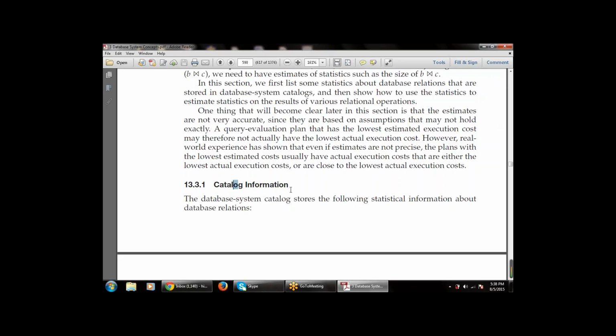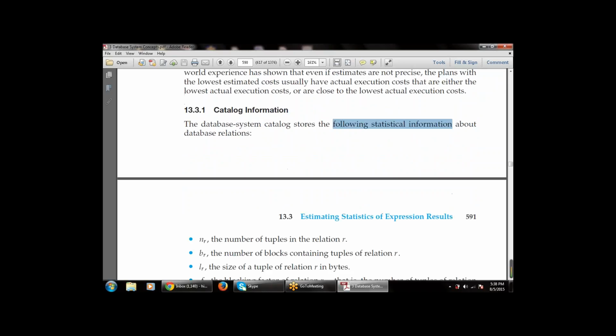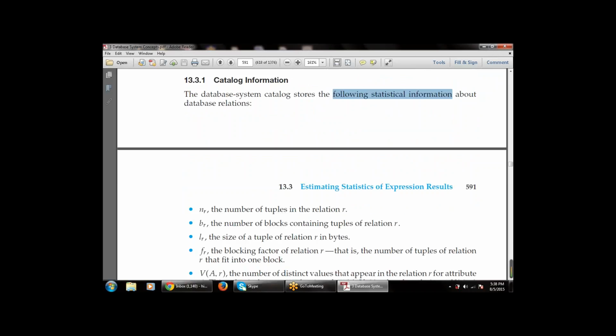The first one is the catalog information. The database system catalog stores the following statistical information about the database relations. That is, how many tuples are in the relation R, and how many blocks contain the tuples of the relation R. That means how many rows, and how many blocks or divisions. Then the size of a tuple of the relation R in bytes, that is, the size of the row expressed in terms of bytes.